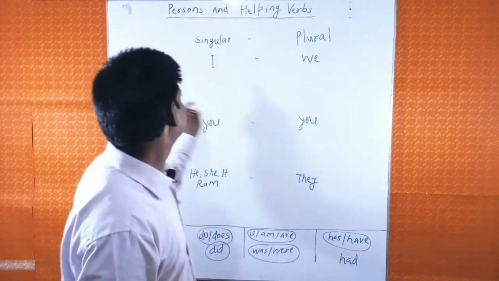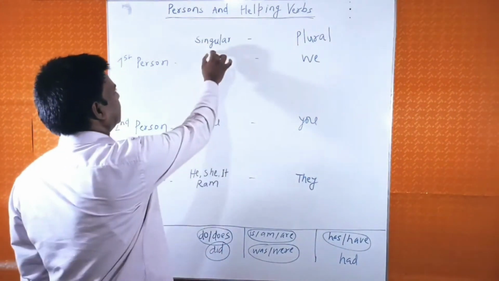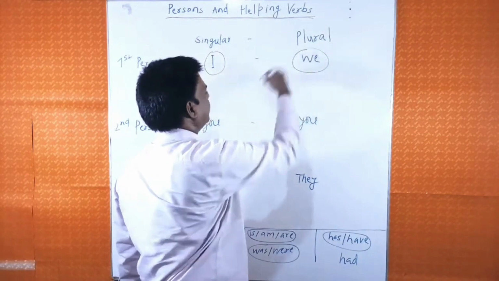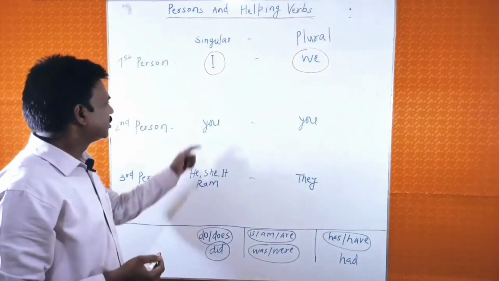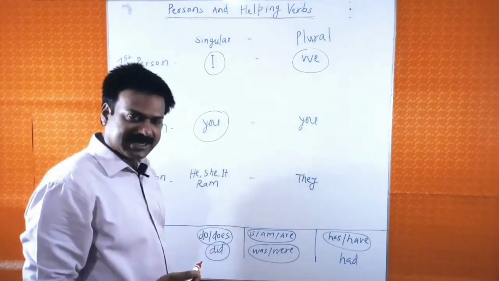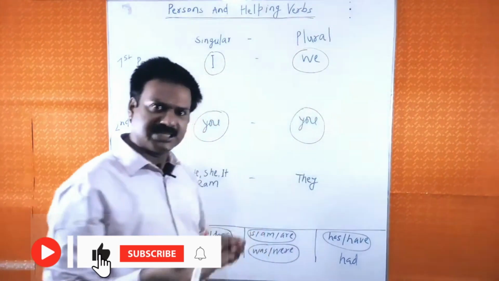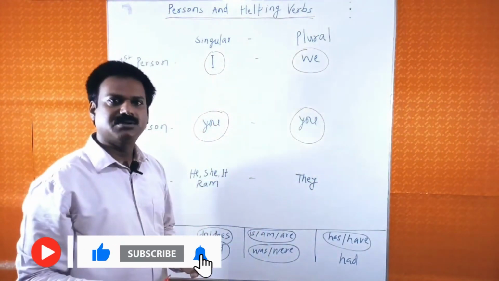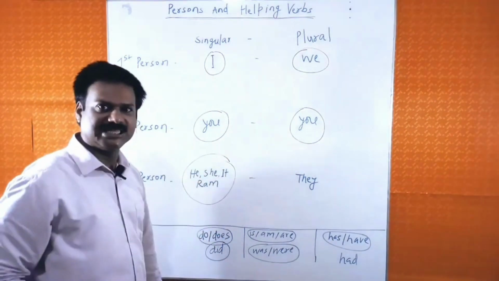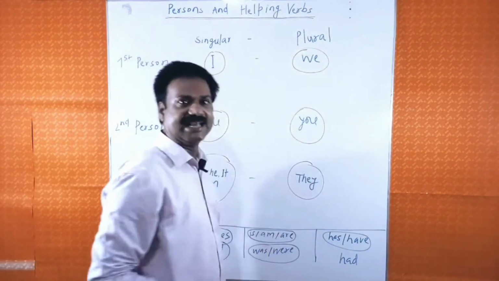For the first person singular number we have I, and the plural of I we have we. For the second person singular we have you, and for second person plural we have the same. You we use as a singular and as a plural. And for the third person singular number we have he, she, it or any name. The plural of that we have they.